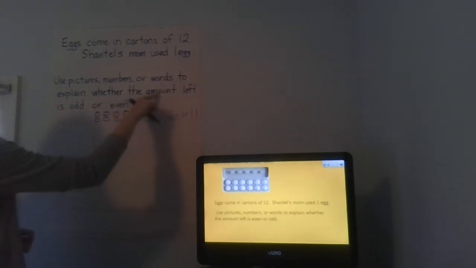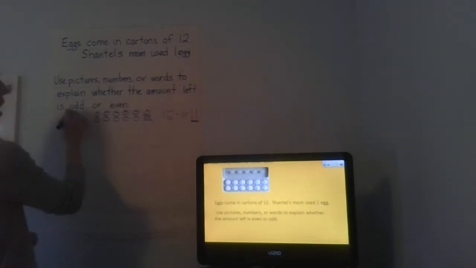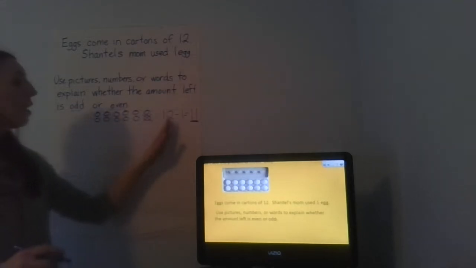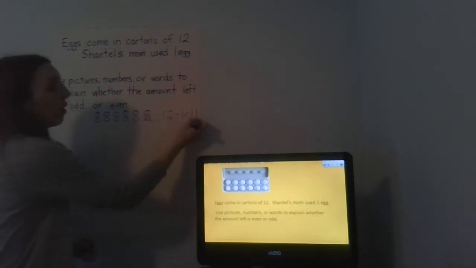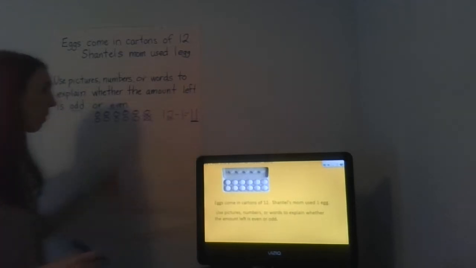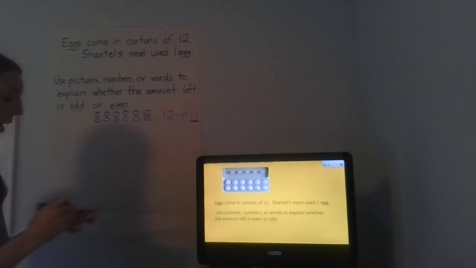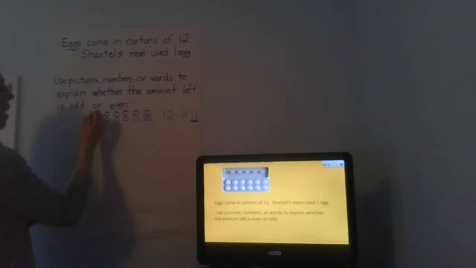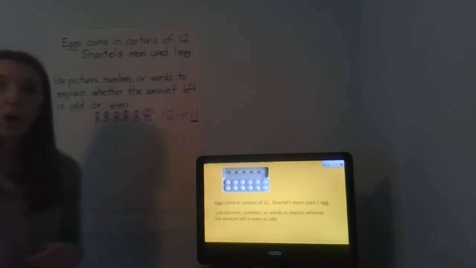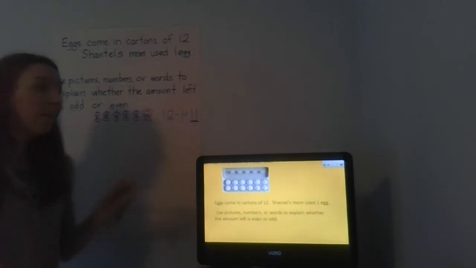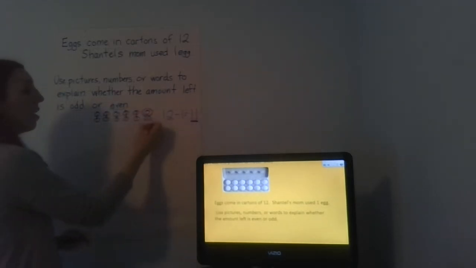So now I have to determine whether this amount left is odd or even. Well, I know that numbers that end in 2, 4, 6, 8, and 0 are even. This number ends in a 1. And I can also look at my picture. I can see in my picture that this is a pair, this is a pair, this is a pair, this is a pair, this is a pair. That egg is left all by itself. It is not in a pair. Therefore, we have an odd number.